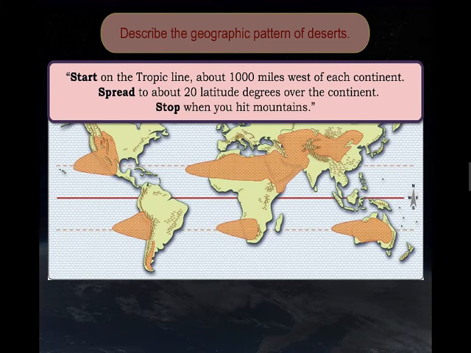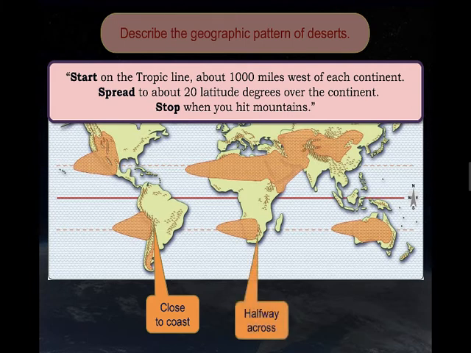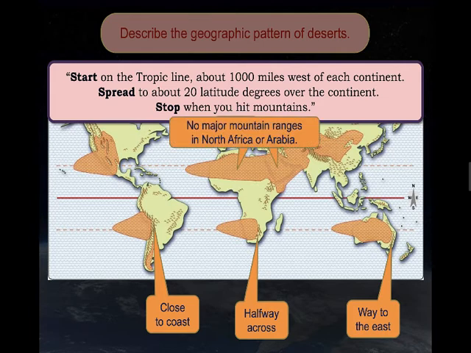In other words, in South America, you're going to stop very close to the coast because the high Andes Mountains are just a few dozen miles inland. In Africa, the desert will stretch about halfway across. And in Australia, it goes most of the way across because the mountains are way off on the east coast. And there are no major mountain ranges in North Africa or Arabia, so the desert stretches all the way across the continent. It even reaches out into South Asia until it hits the Himalaya mountains.